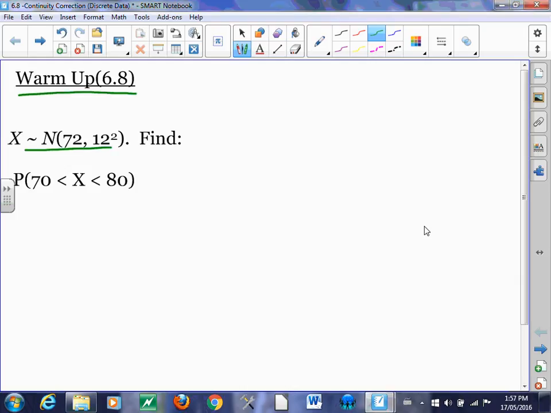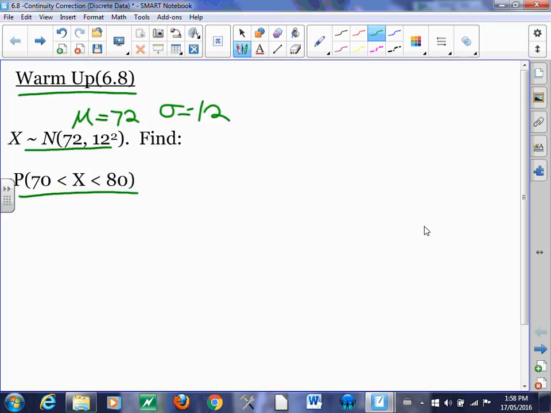Remember our notation here that says x is a random variable that is normally distributed with a mean of 72 and a variance of 12 squared, which means the standard deviation equals 12. All right, so then it says to find the probability when the random variable x is between 70 or 80.